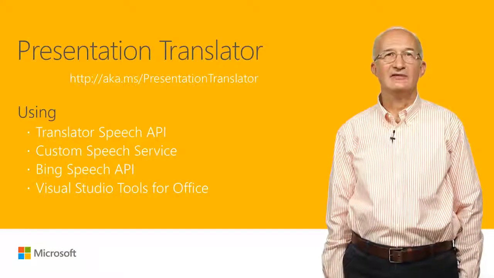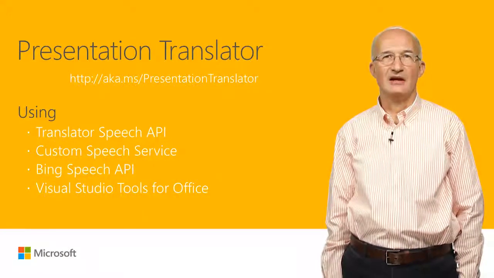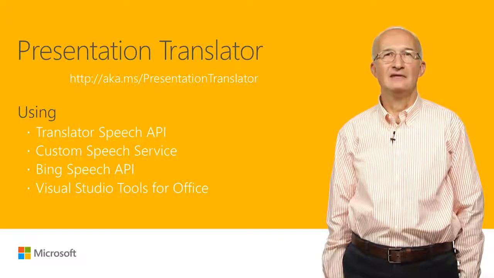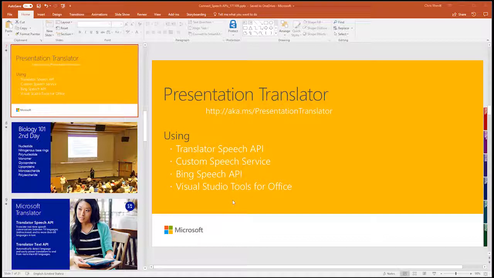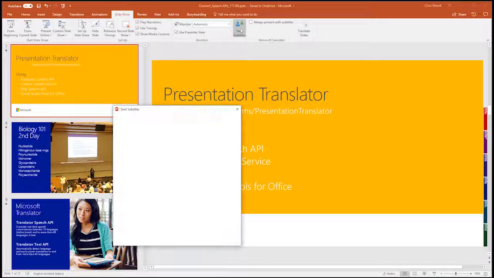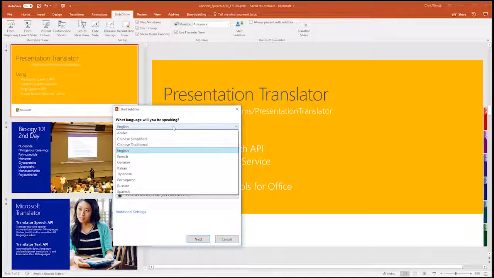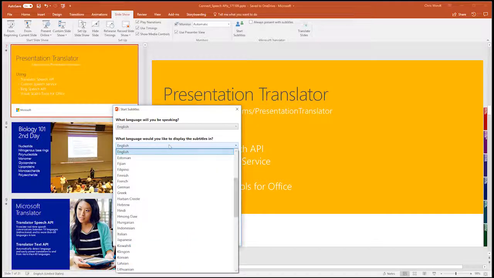I want to show you an application of multiple cognitive services. Microsoft Presentation Translator is built on the Translator Speech API, the Custom Speech Service, the Bing Speech API for speech synthesis, and Visual Studio Tools for Office to write the add-in for PowerPoint. I am giving a presentation using PowerPoint right here, so let me show you right here. Open Slideshow. Start Subtitles. Pick your languages and your microphone. You can pick between 10 speech languages and more than 60 languages to get the subtitles in.